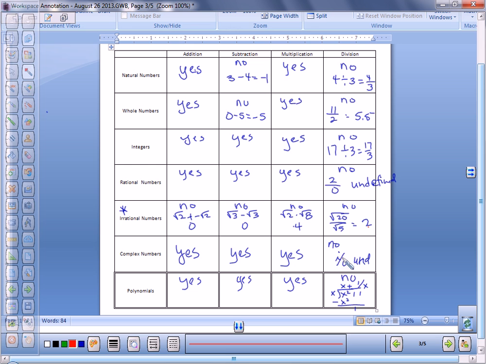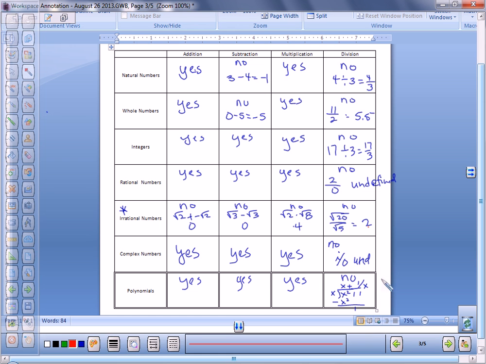All right, and then the polynomials. Yes, yes, yes, no, because this is not a polynomial. It is not a polynomial here because polynomials have to have whole number exponents. And this variable right here could be written as x to the negative 1, couldn't it? So you can't have division by a variable and still have a polynomial.